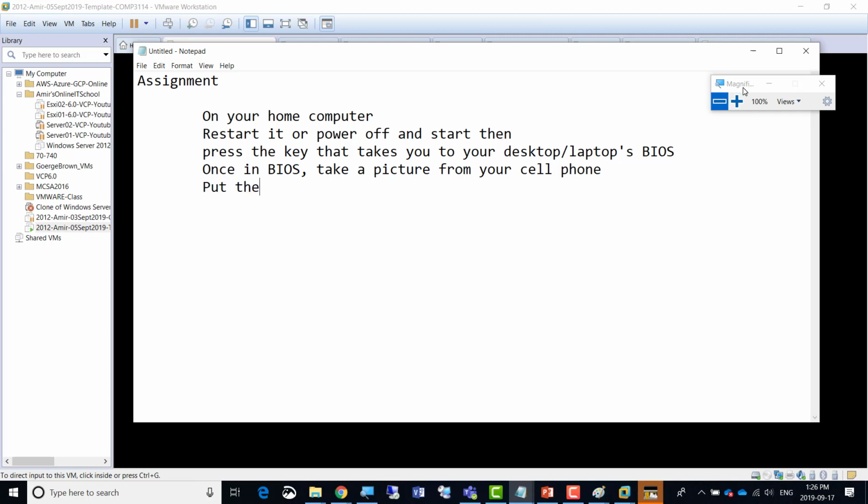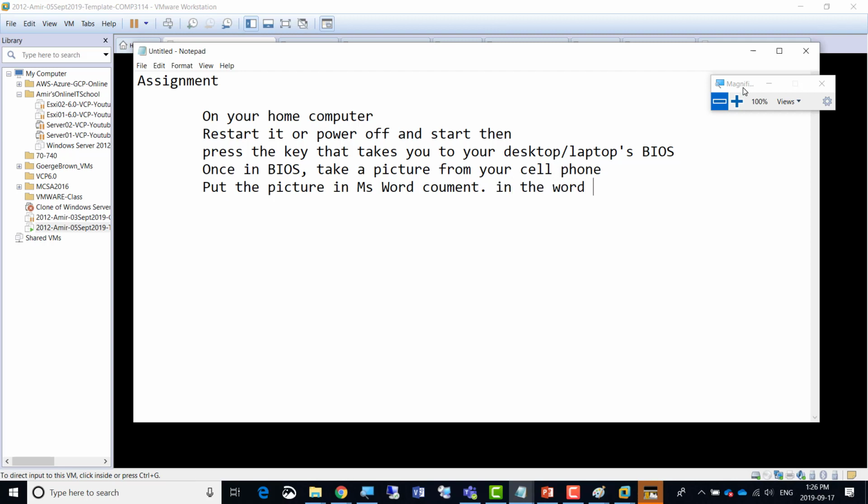Put the picture in an MS Word document. Seriously, did I just come up with a new application here? MS Word document, put the picture there, from your cell phone. So this means you need to know, when you take a picture, how to email it to yourself, open that email on the computer and download that picture from there, right? So you have to do all that computer work, and then put it in an MS Word document.